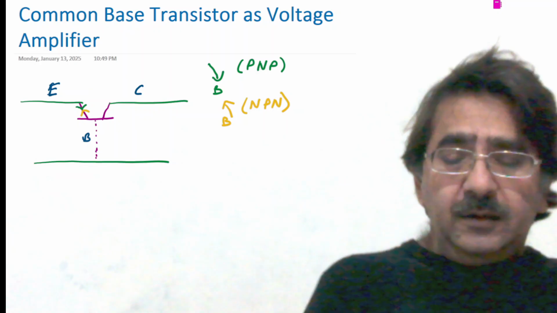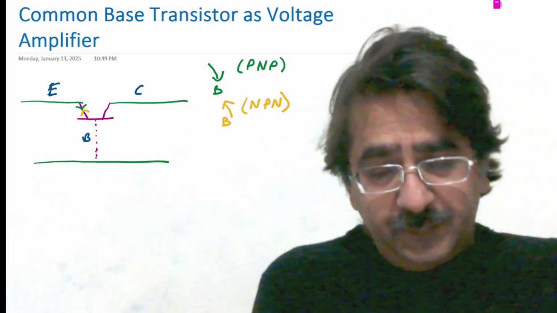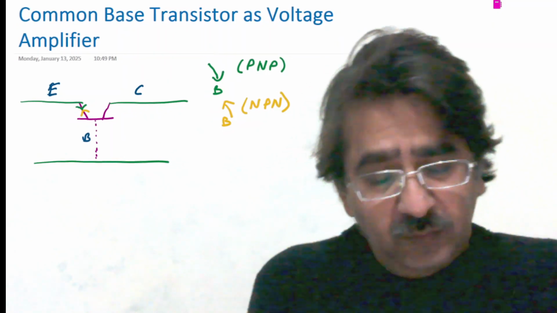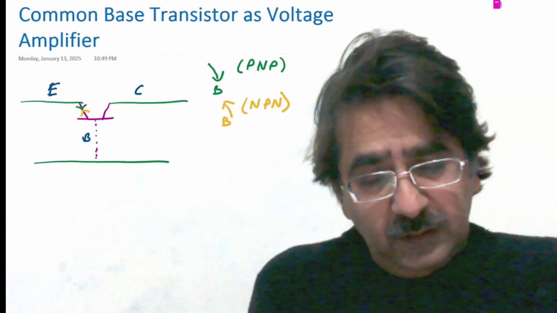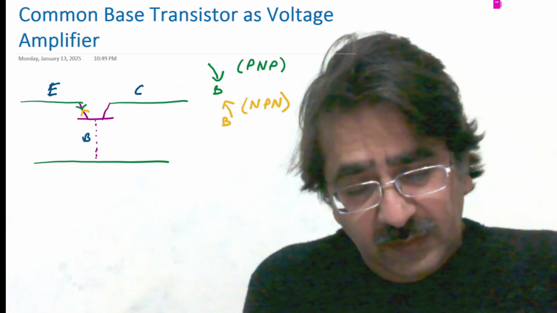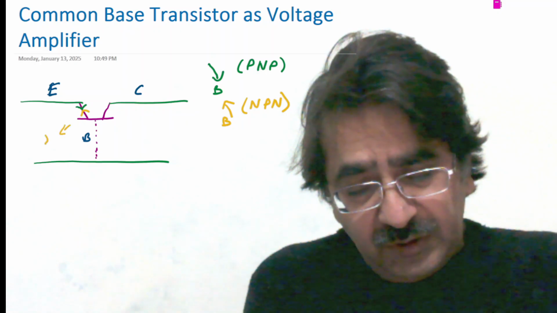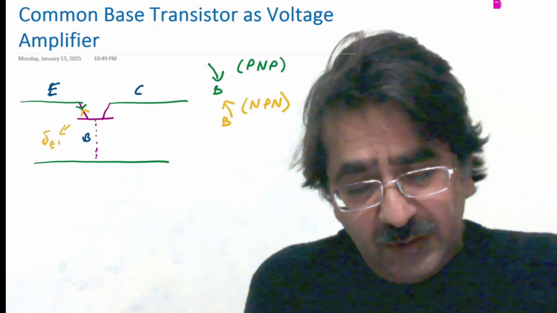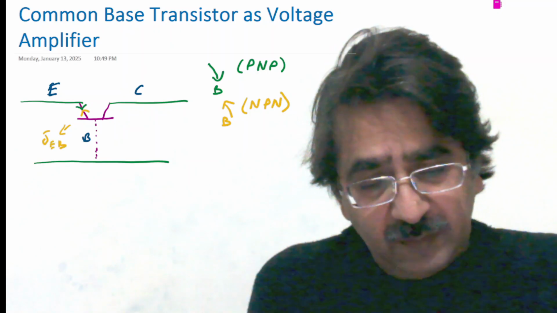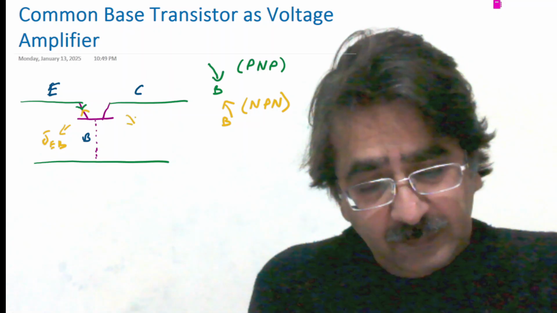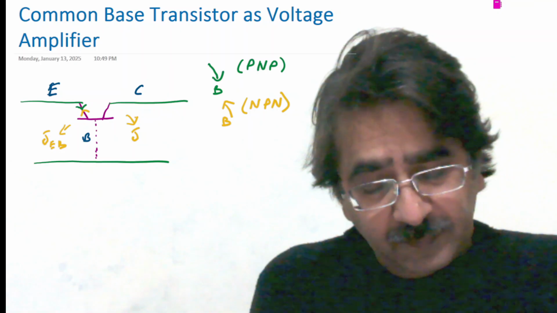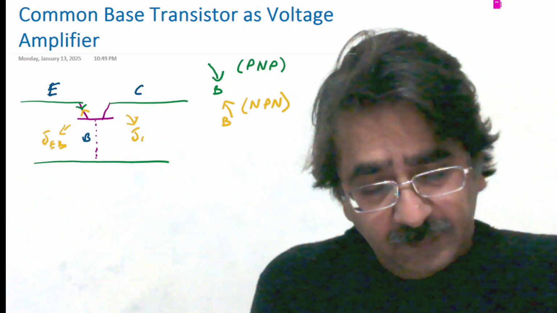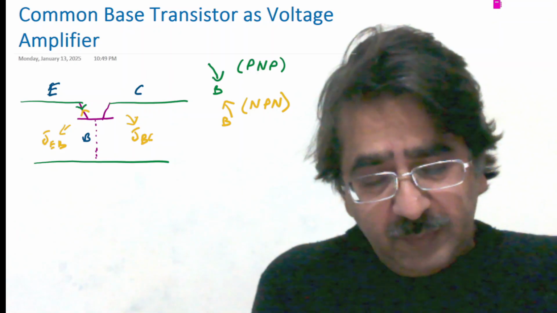Okay, so for active mode, there will be two junctions. This junction will be JEB, and this junction will be junction BC or CB.